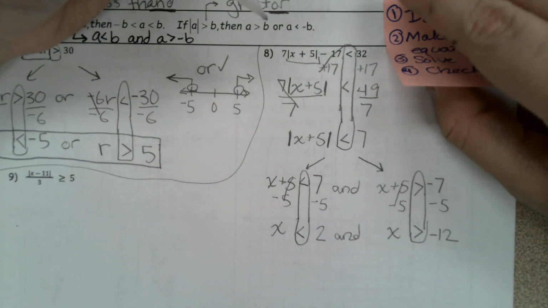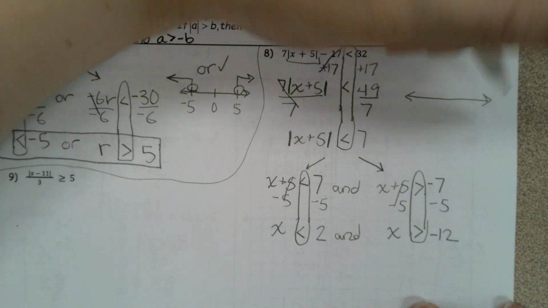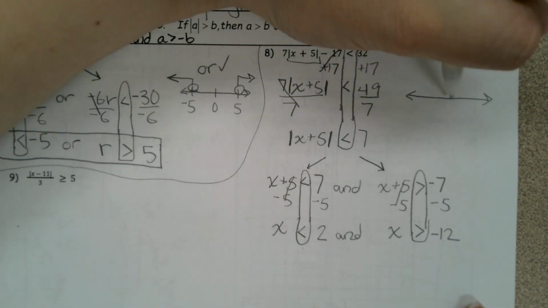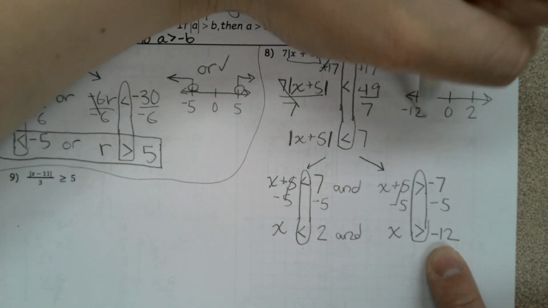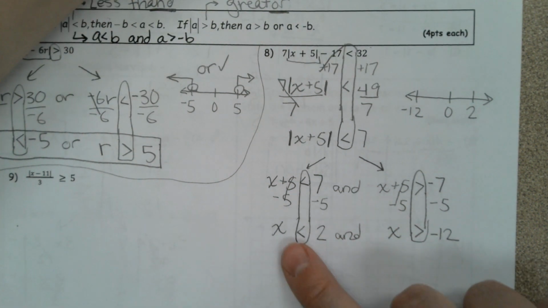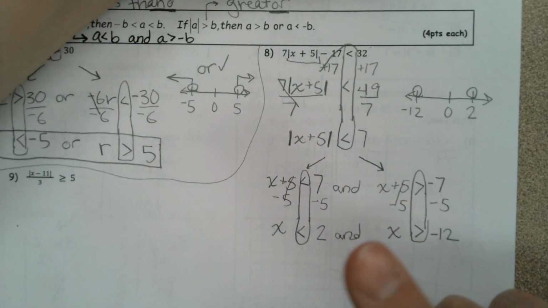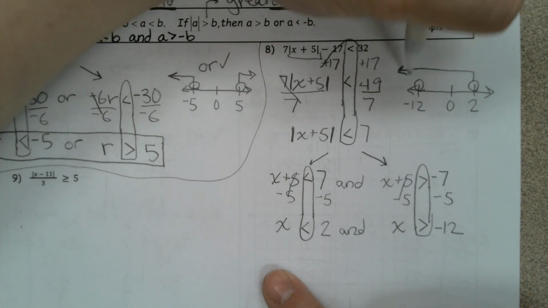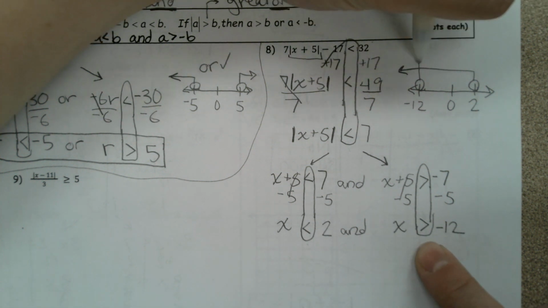So the last thing to do to check it is to graph it. I have 2 and negative 12. I've got one positive, one negative, so I'll put 0 in the middle. 2 goes on the right, negative 12 goes on the left. Again, there's no equal to under the symbols, so these are open circles again. X is less than 2, it's pointing to the left. So 2's arrow points left. X is greater than negative 12, points right. So negative 12's arrow points to the right.